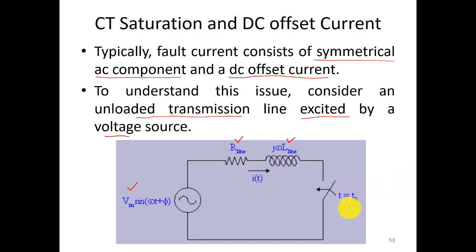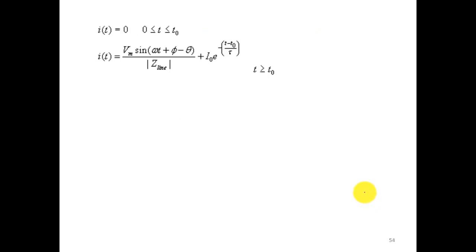Now the switch is being closed. That means it will simulate the fault, right? At t equal to 0, if we close the switch, that means it is short circuited. That will simulate the fault. So let us assume that i(t) equals 0 from 0 to t naught, and at t naught the switch is being closed.